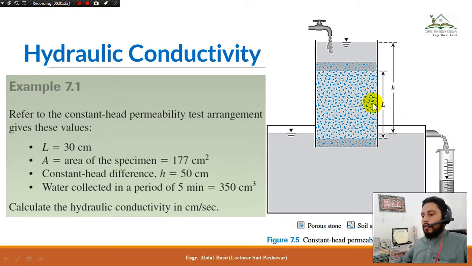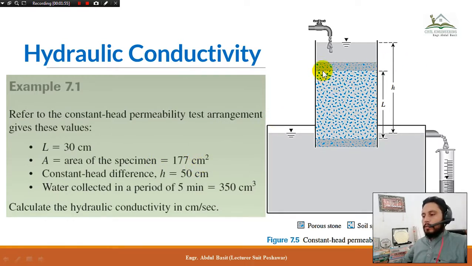All the values given here are: length of the sample, that is 30 centimeter. This is the length between this perforated or porous stone, from here to here. In between these two stones there is a soil sample placed, which has a length of L. The length given in this practical example is 30 centimeter. Now the area of the specimen is 177 centimeters square.